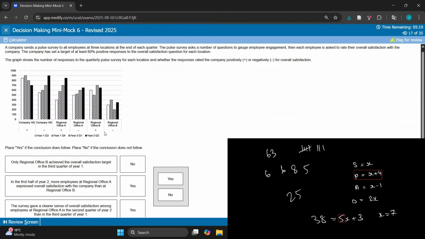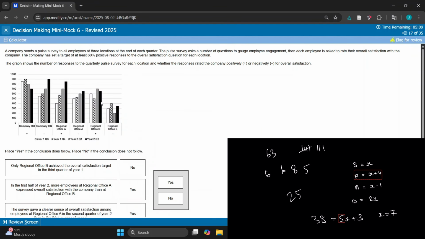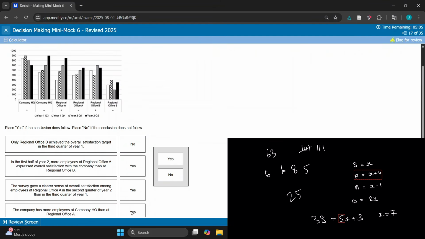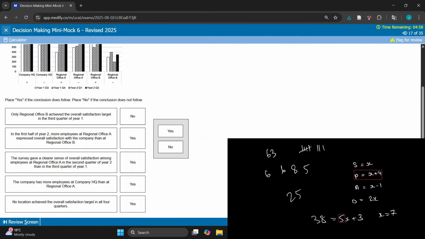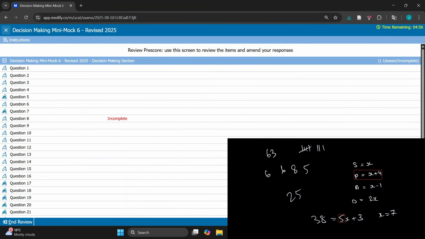Okay, no location. So in Regional Office B, this is going to be true. 60 and 400. Right, this one, 500 and 400. That will be true. Oh wait, actually no, it won't be because 50 over 40 is 5/9. Okay, so those 2 are both wrong. What about company HQ? That one's going to be right. Yeah, okay. Definitely a dodgy one.